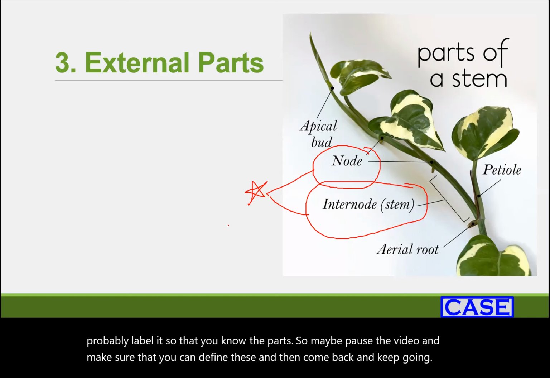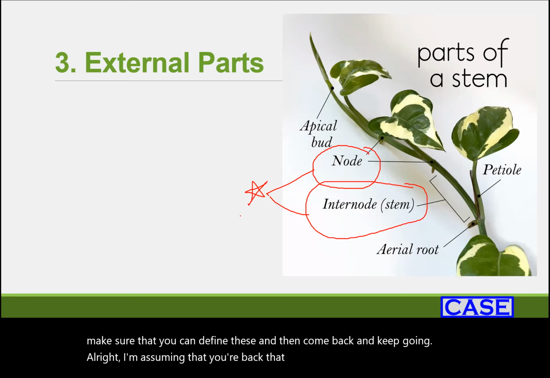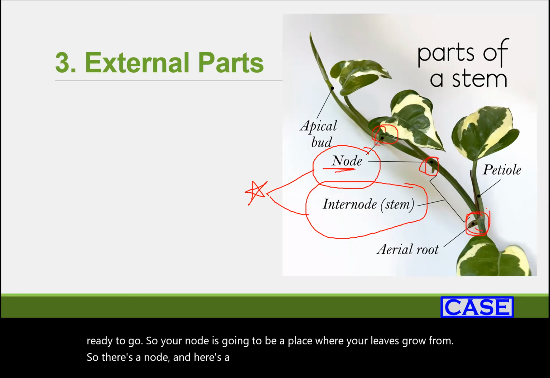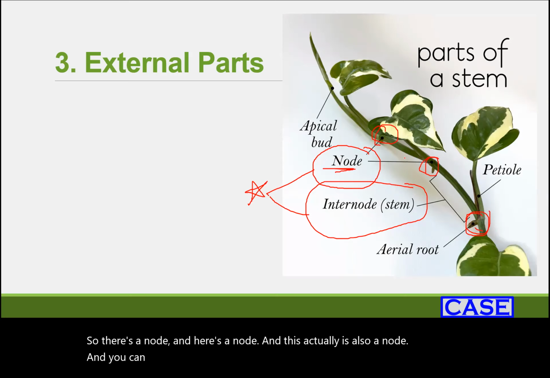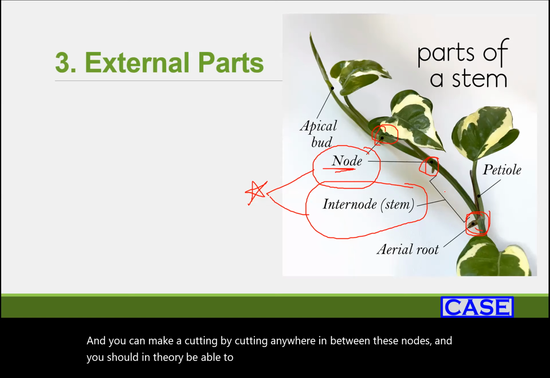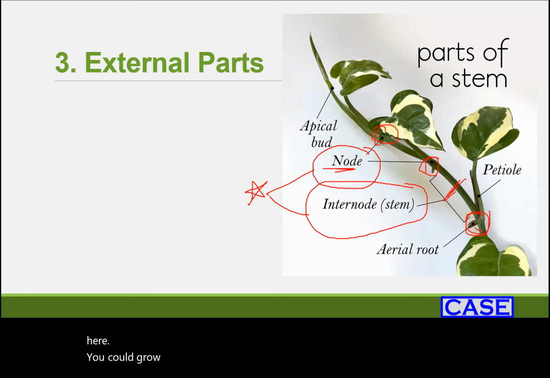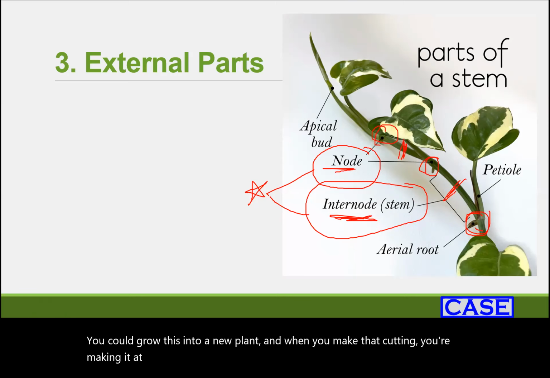All right, I'm assuming that you're back, that you paused the video and you're ready to go. So your node is going to be a place where your leaves grow from. So there's a node, and here's a node, and this actually is also a node. And you can make a cutting by cutting anywhere in between these nodes, and you should, in theory, be able to grow another plant. So if you made a cutting here, you could grow this into a new plant. And when you make that cutting, you're making it at the internode, the space in between the nodes.